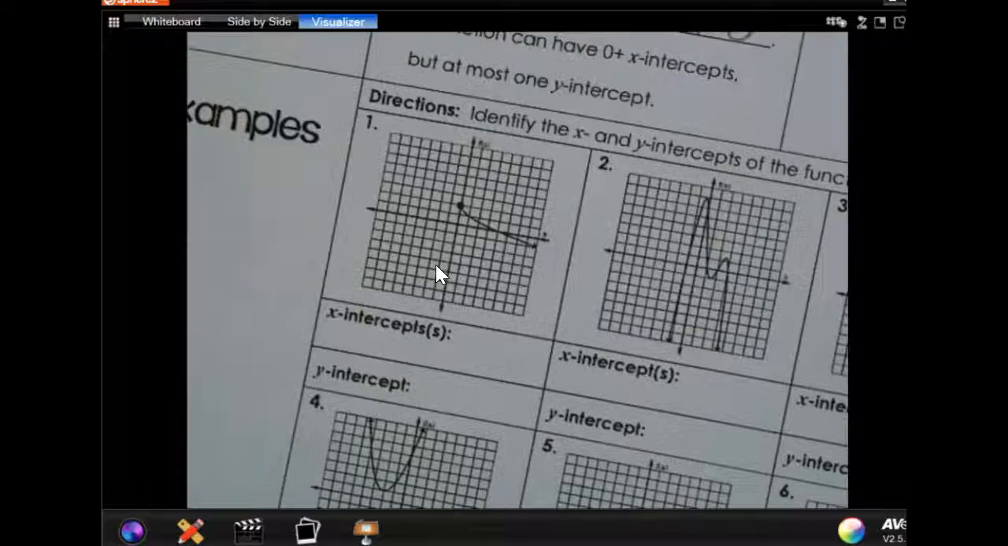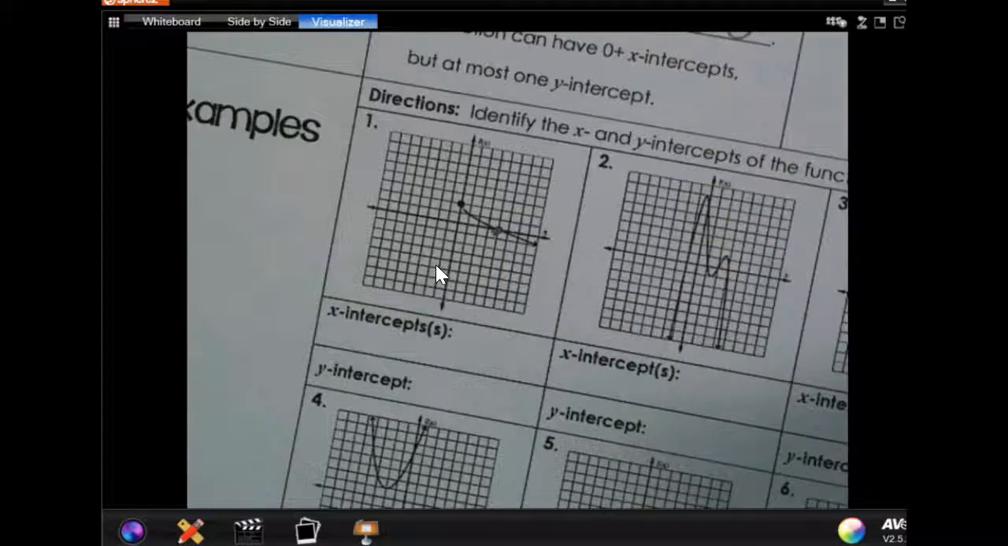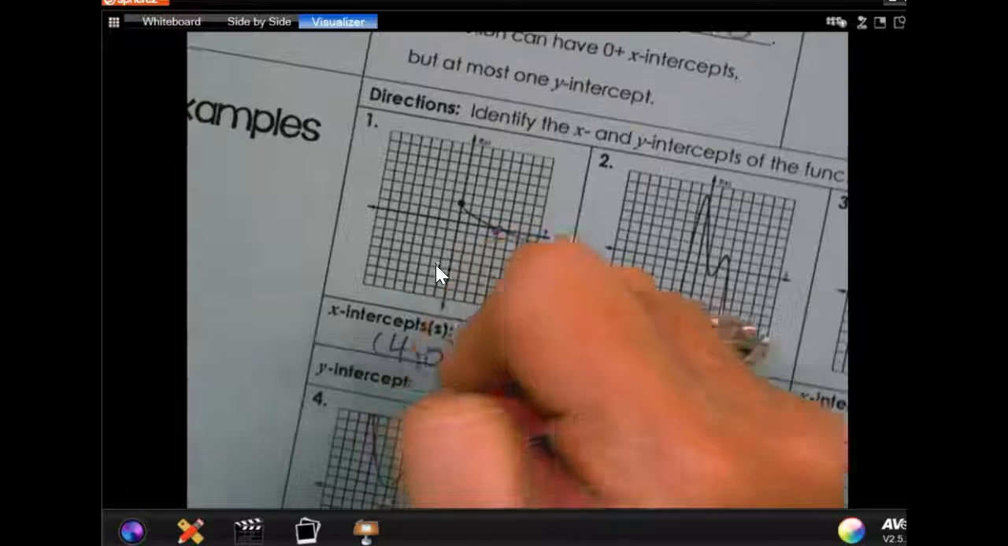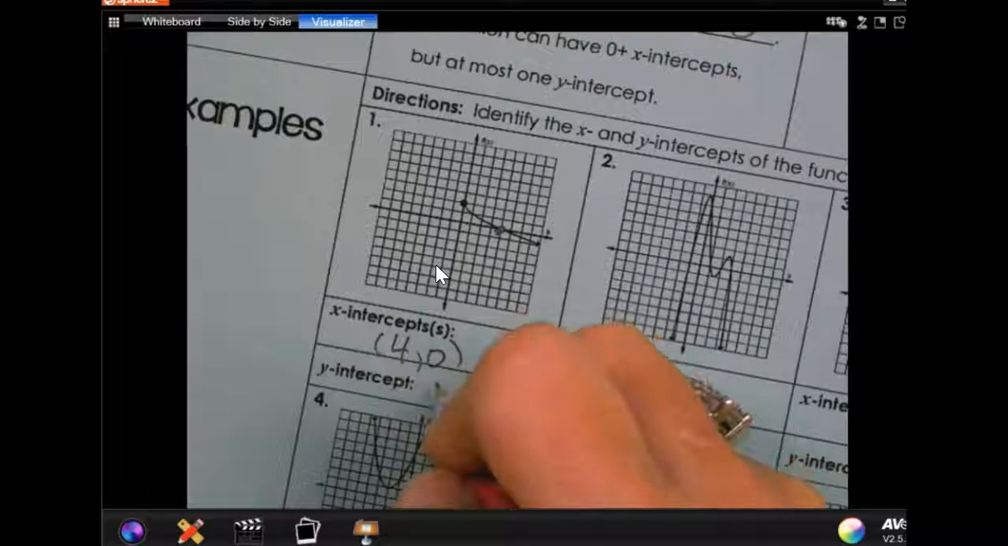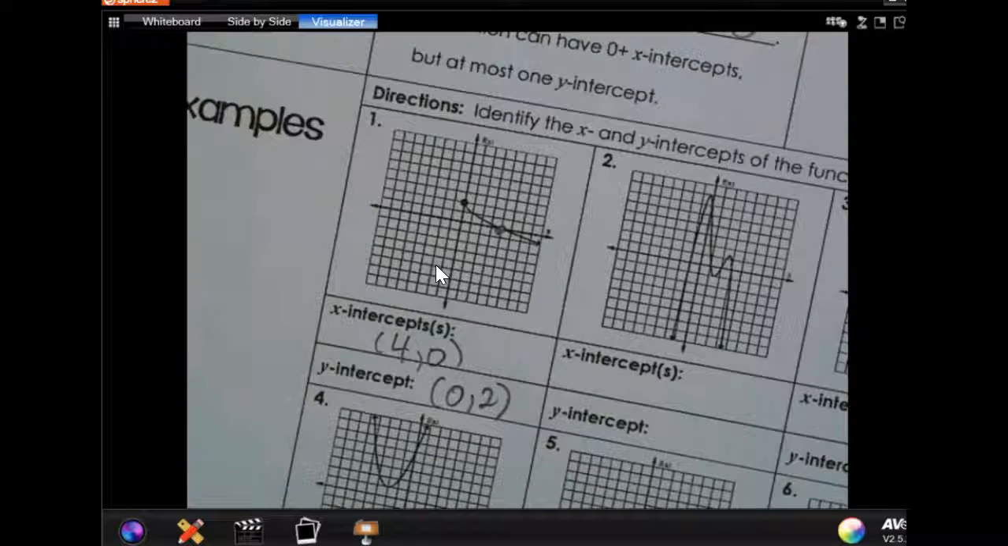So if I take a look at number 1, where is the x-intercept here, friends? Is it 3? I was going to say, it looked like 4 to me. 4, 0. And the y-intercept? 0, 2.